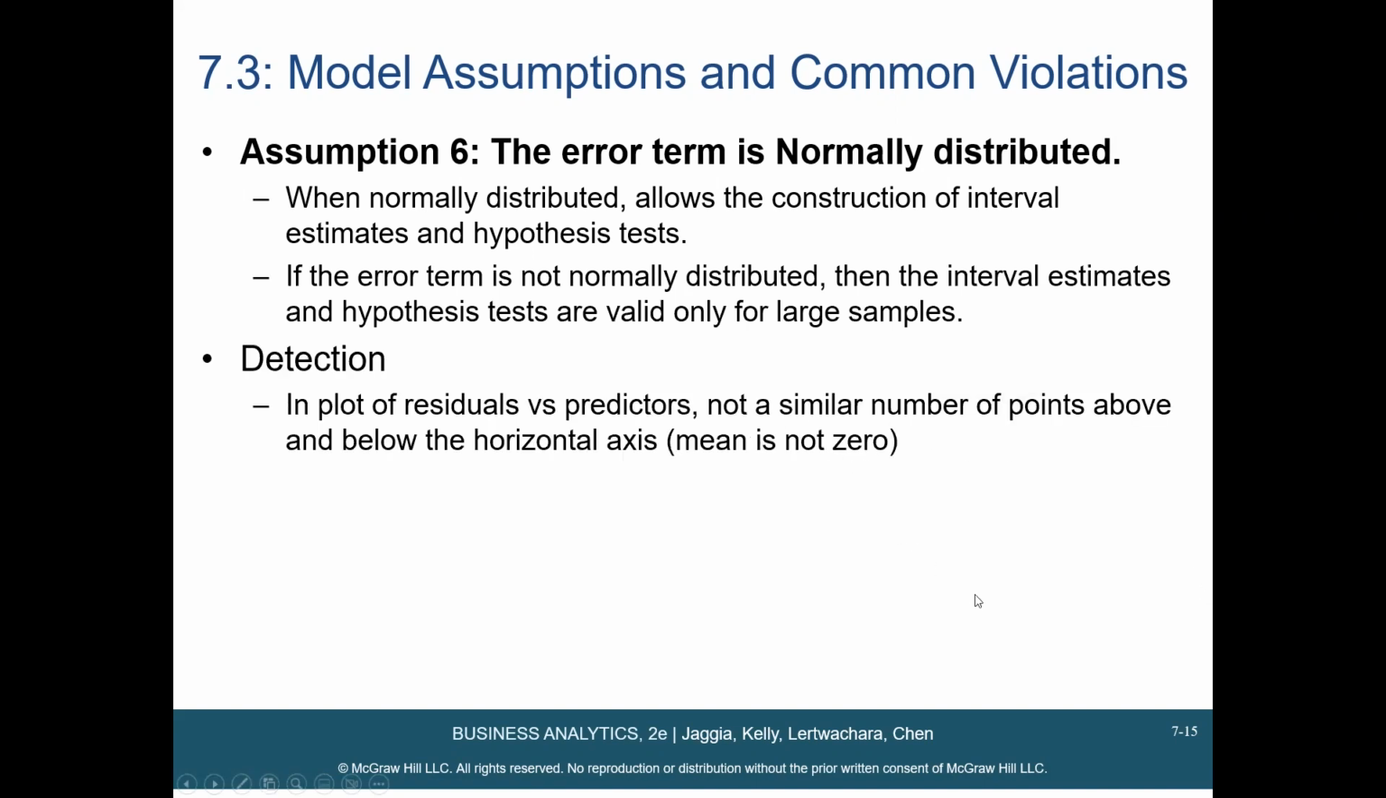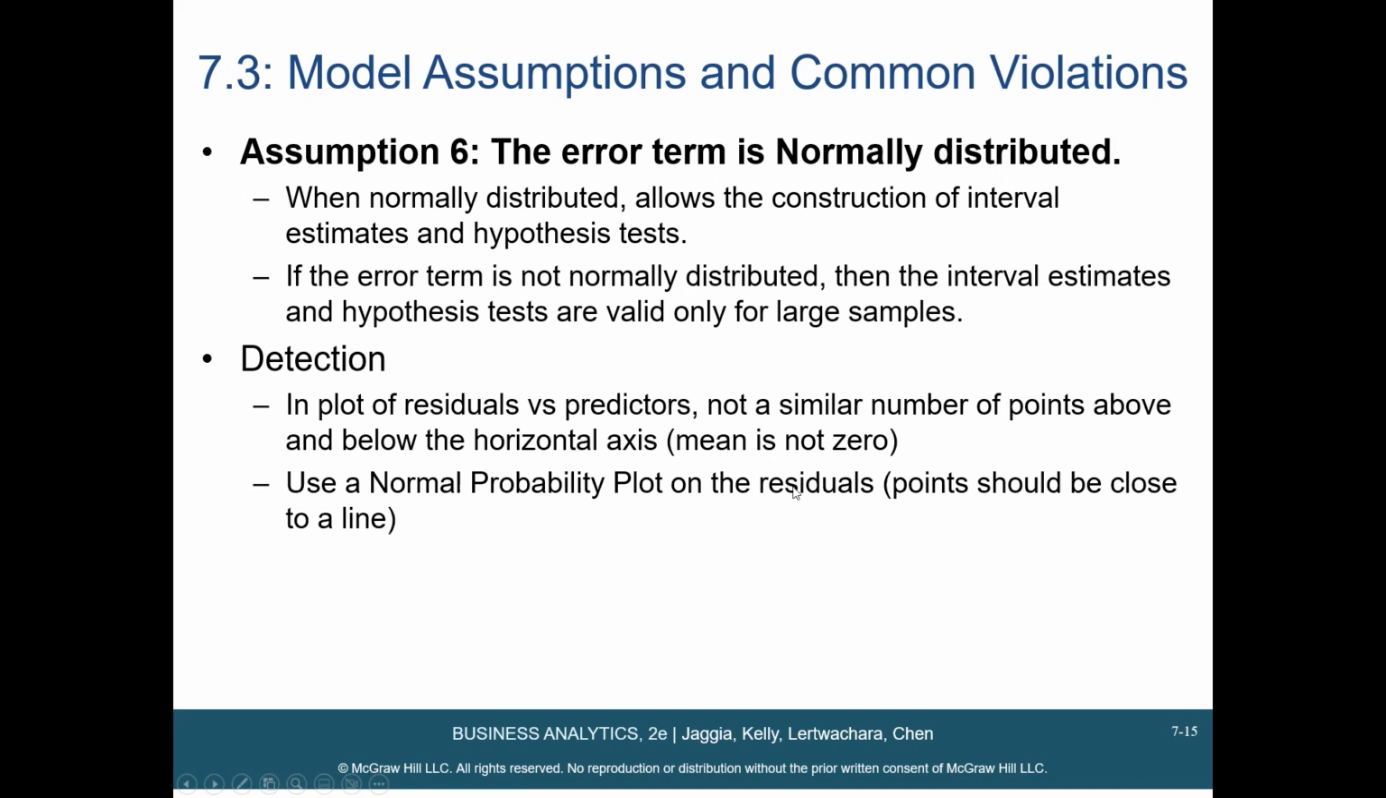One way to know you're dealing with this, again, is those residual plots versus the predictors. And you don't have a similar number of points above and below the horizontal axis. This would mean that the mean of those residuals is non-zero. And we want them to be normally distributed around a mean of 0.